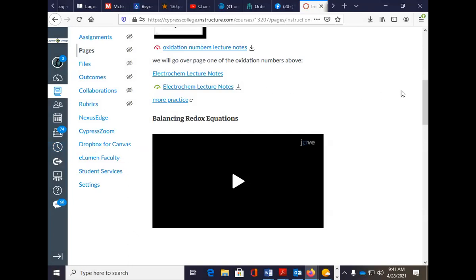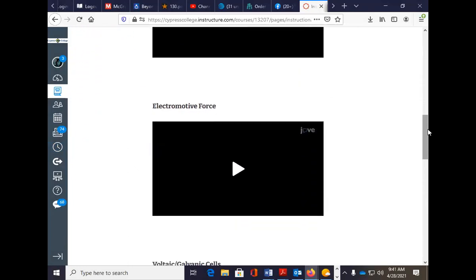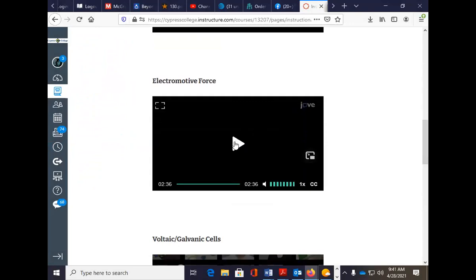Okay, so that's basically what we did. They just combined the steps. Okay, and then let's go ahead and look at this one. It's also very short.